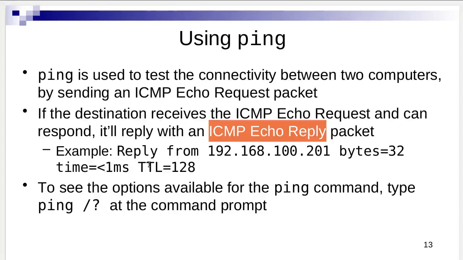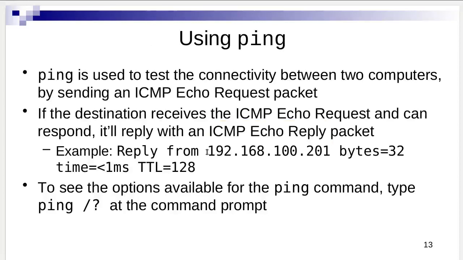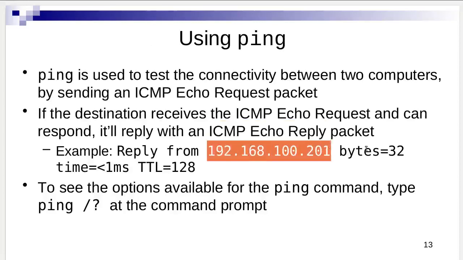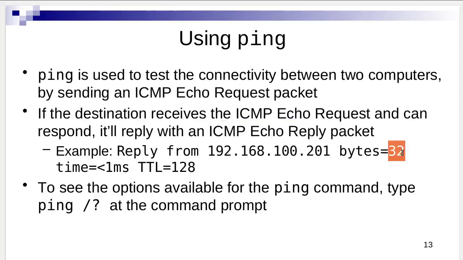Okay, so let's say you do get an echo reply packet back from that destination, and so you'll see some output like this: reply from whatever the destination is, and then you see the number of bytes sent. In this case, it's a very small packet, 32 bytes, and it took less than a millisecond round trip, and the time to live in this case was 128. It means you could have waited quite a bit more to check and see if that destination responds or not.